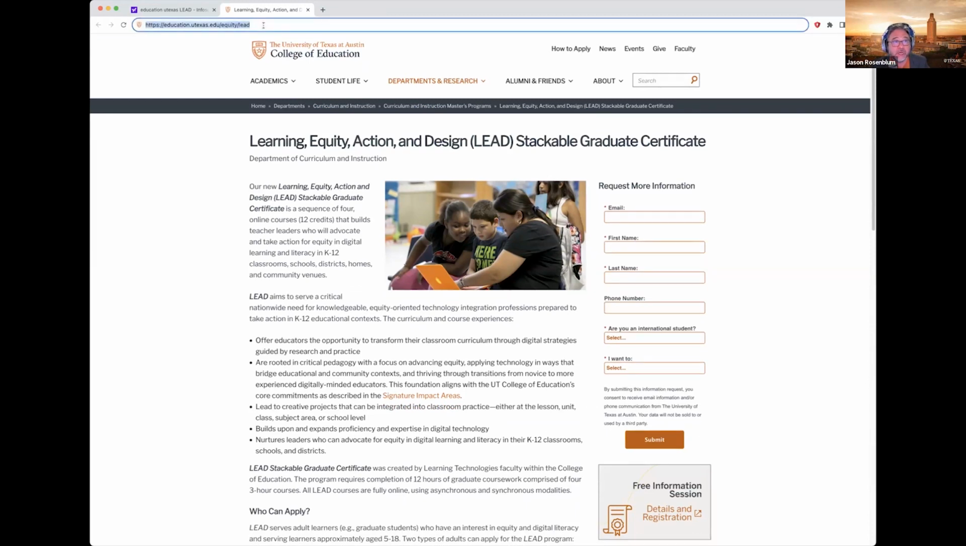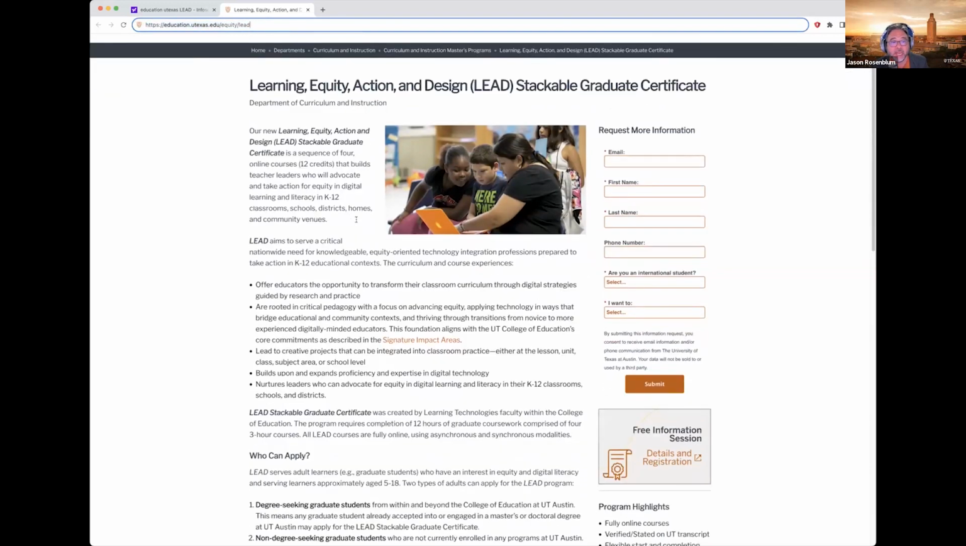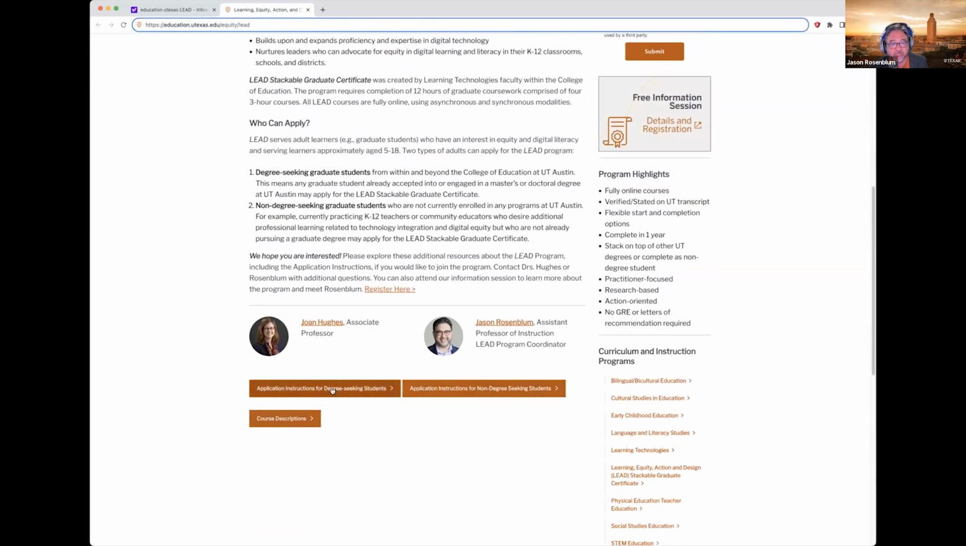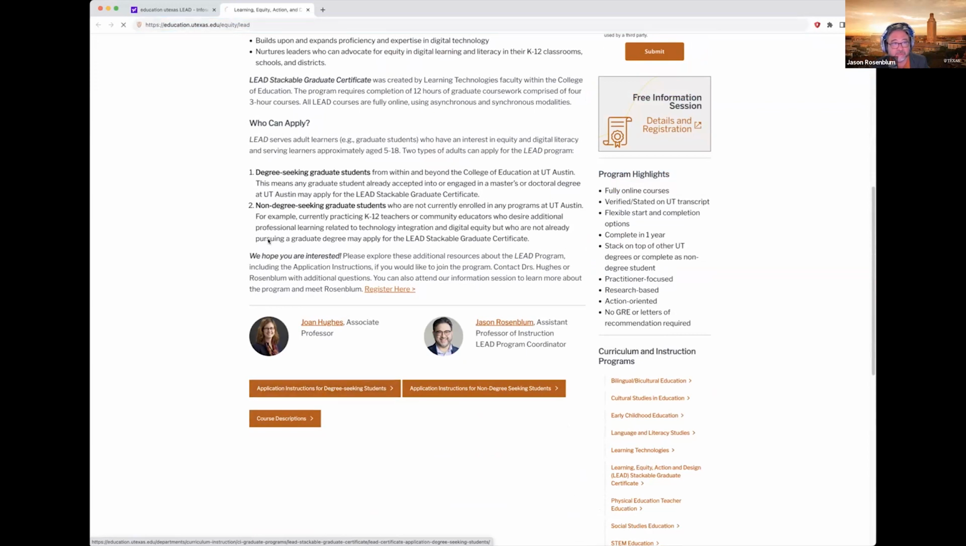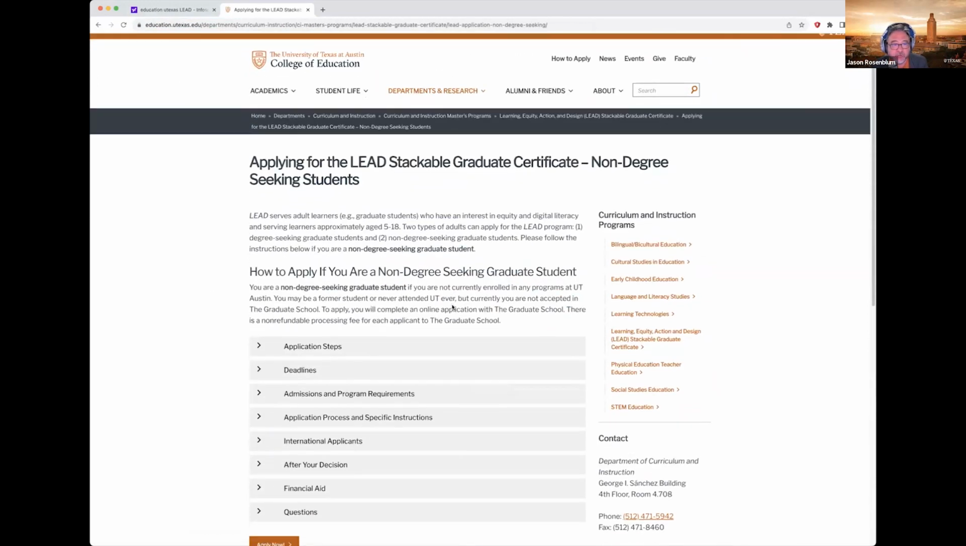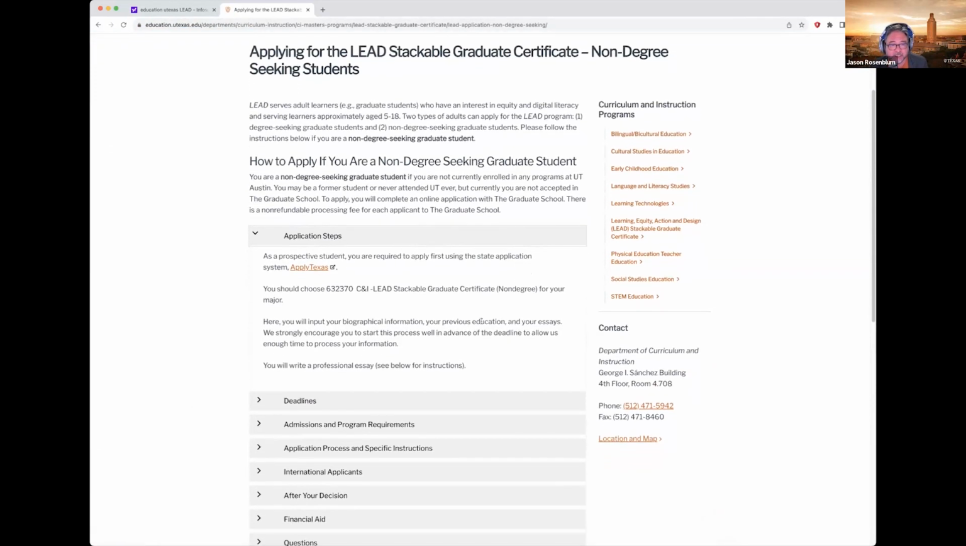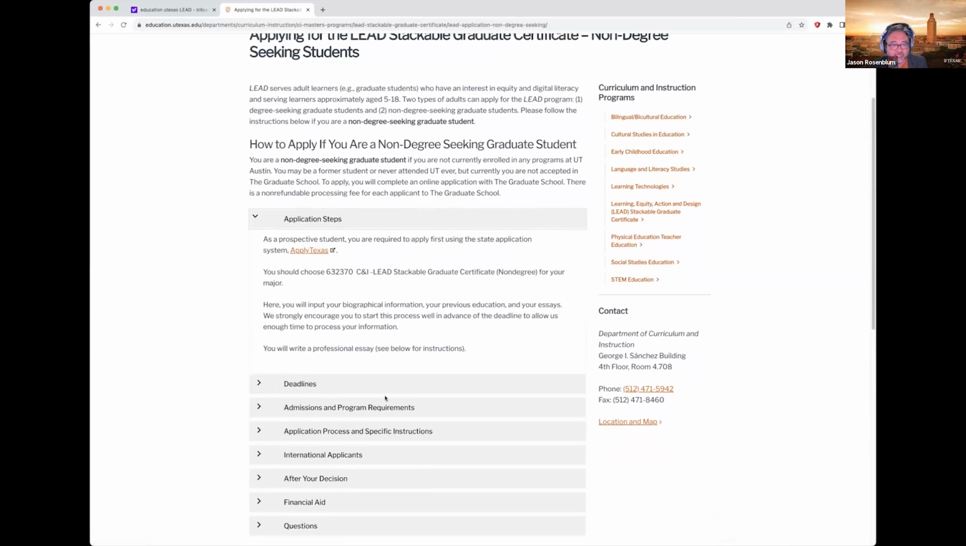When you do apply, go to the educationu.texas.edu/equity/lead URL, and here it gives you detailed instructions on the application process. If you are a degree seeking student, you would go to application instructions for degree seeking people. If you are, however, non-degree seeking student, I would do this, and you would go through this very detailed set of instructions. There's deadlines. Don't worry about the deadlines, obviously. And you would apply through Apply Texas, and this is what you should choose for your major.